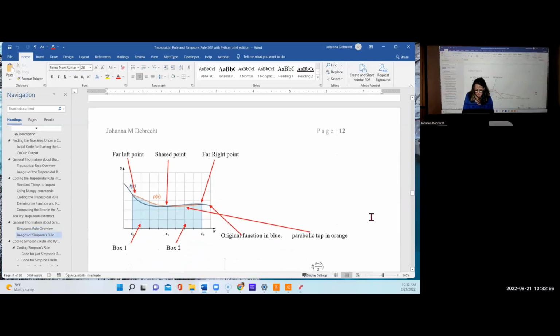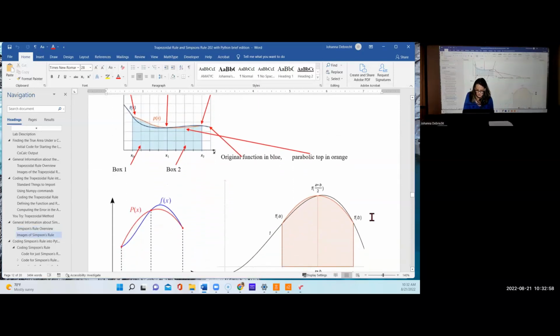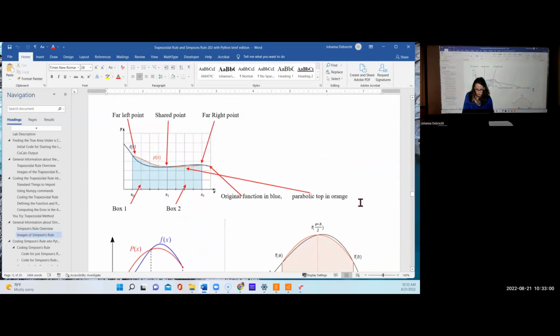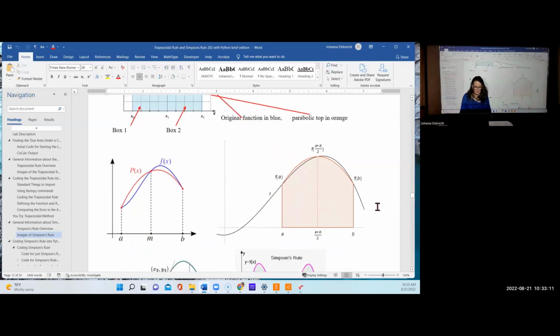Now here are some still images of what you're looking for here. You have this shared point in the middle, the far left and the far right, and you're putting them all together and reusing them. So again, what we're doing is we're approximating the actual curve, which is pictured here in blue, with a parabolic curve, which is pictured here in red.